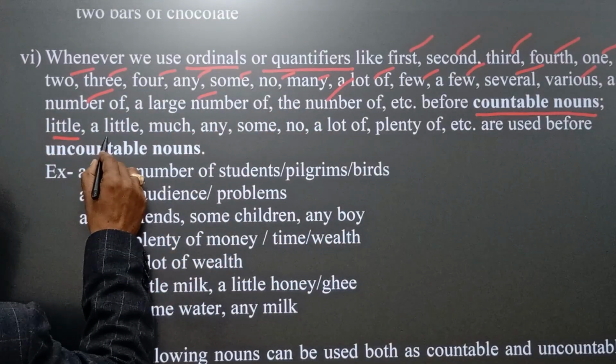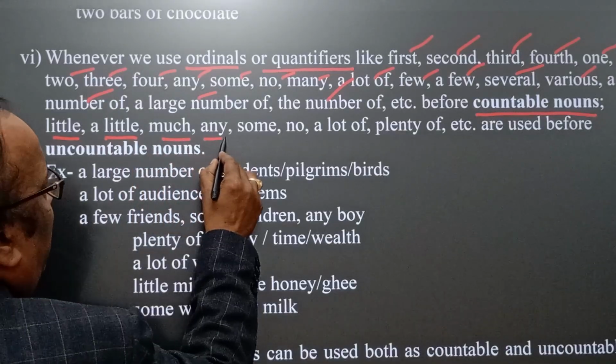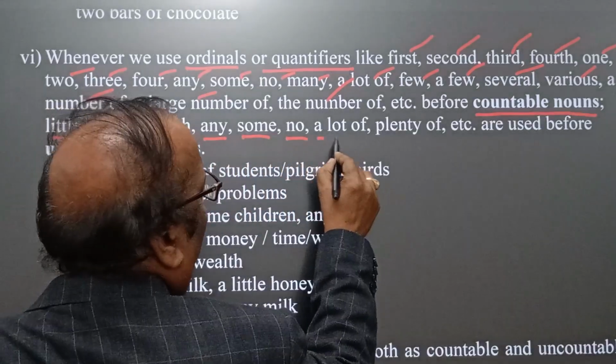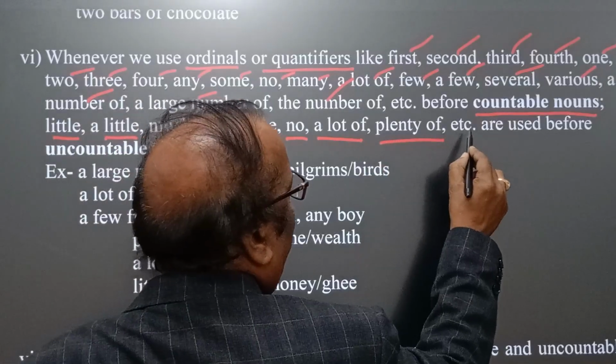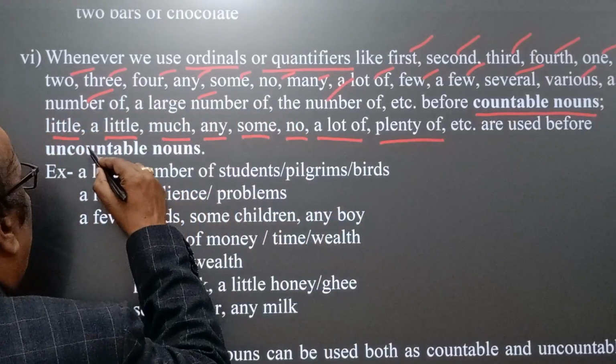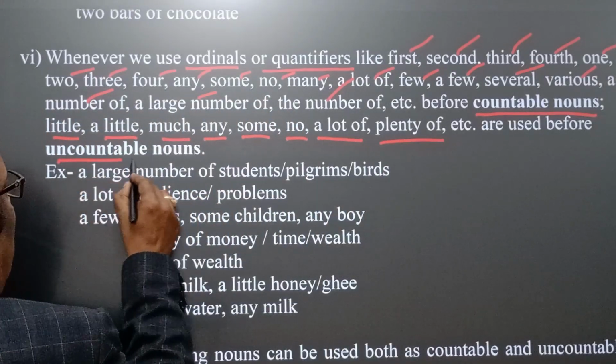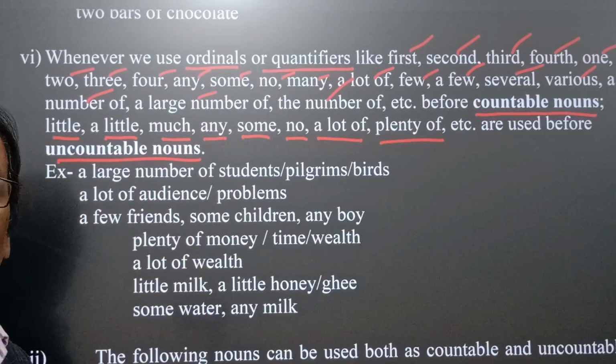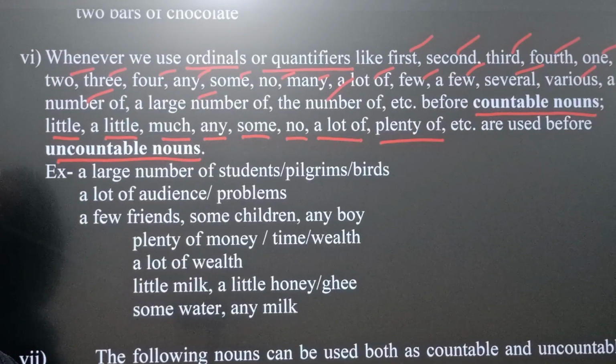Little, a little, much, any, some, no, a lot of, plenty of, etc. are used before uncountable nouns. Remember, through quantifiers before them, we can differentiate between countable and uncountable nouns.